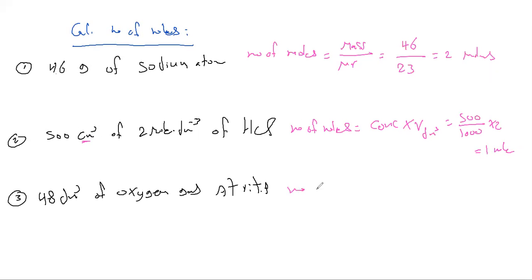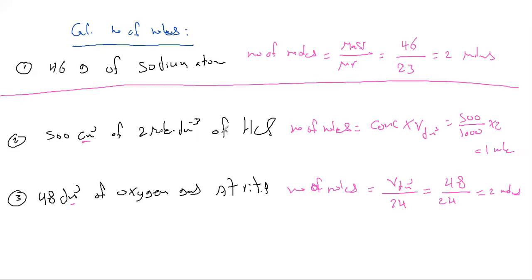Number of moles in case of gas at RTP, volume in decimeter cubed over 24. If we have centimeter cubed, we will make it over 24,000. So 48 over 24 is equal to 2 moles. This is for number 1.